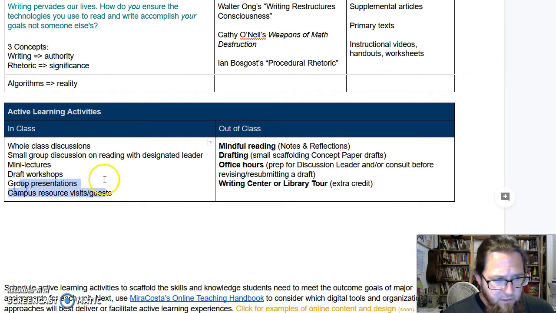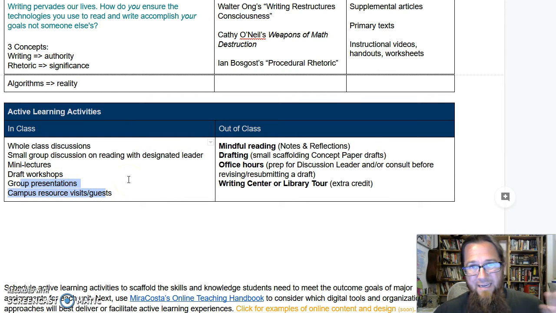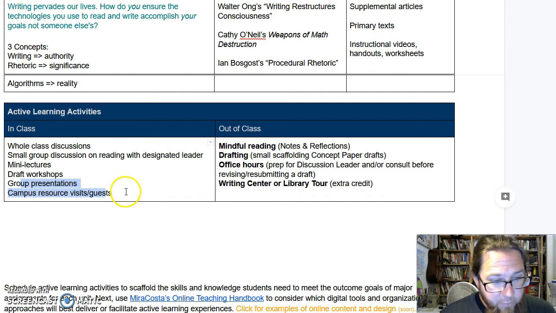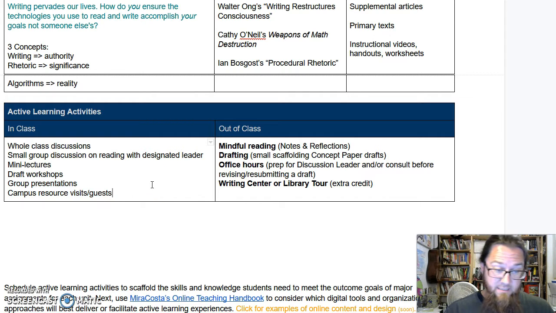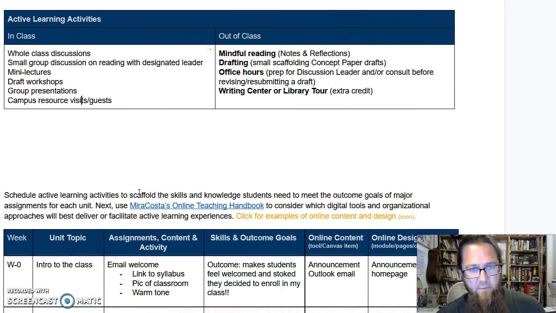Group presentations are really important, but at this point, I'm kind of letting that go a little bit. I want it there if I can think of how to bring it in. But campus resources are really important, either going to the space, like the Writing Center or the library, or having guests representing those resources visiting our class. That's not something I'm willing to let go of. So I'm trying to think about how to get it in.